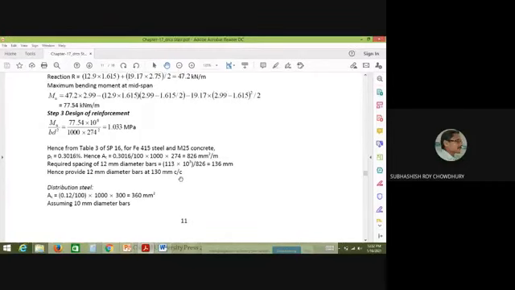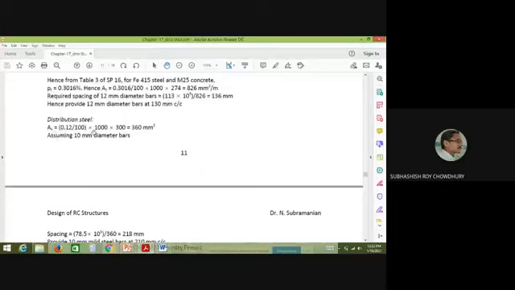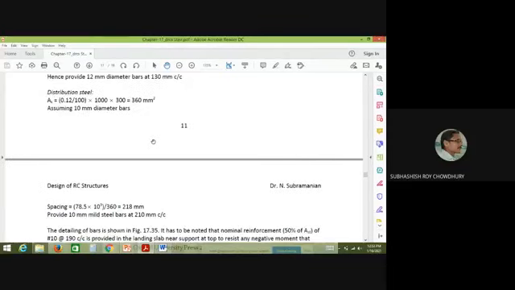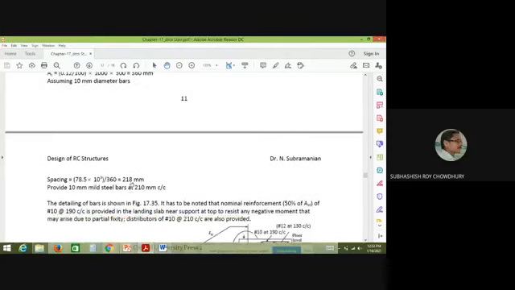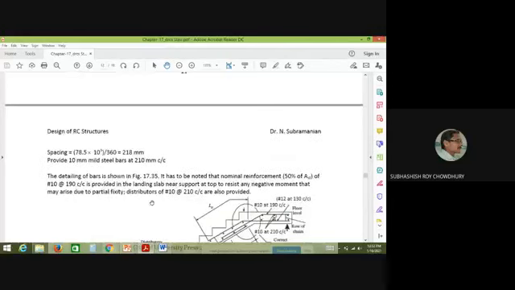And the distribution bar will be 0.12 percent, you know. So that will be 360 millimeter square. If you consider 10 millimeter diameter bars, then the spacing is coming as 218. So let us provide 210 millimeter center to center.